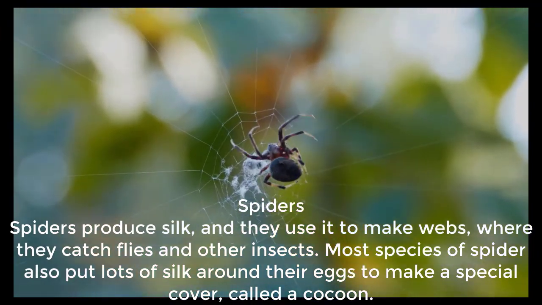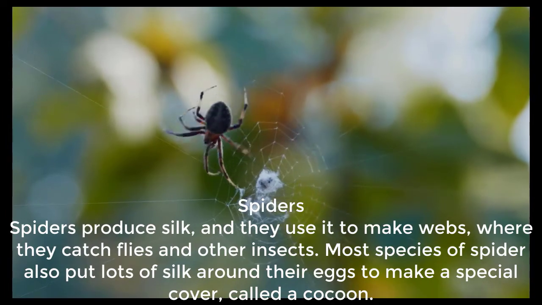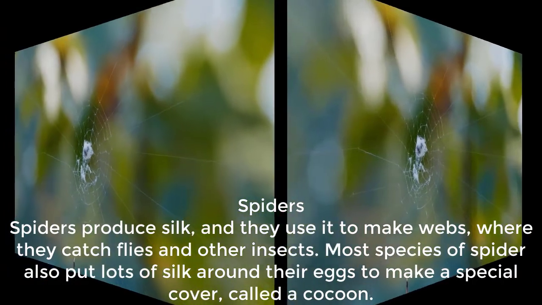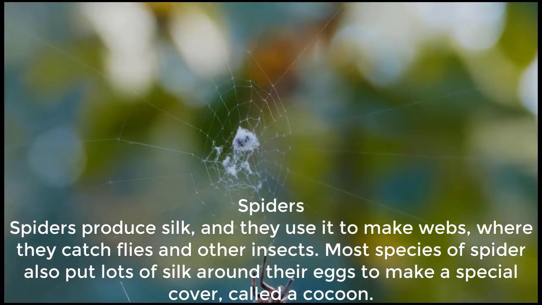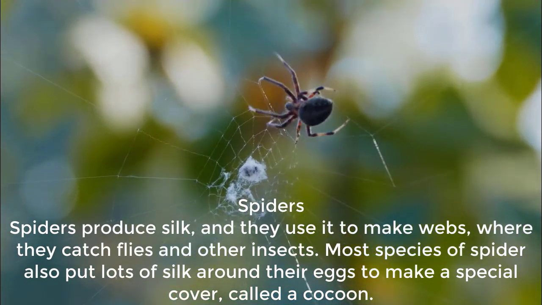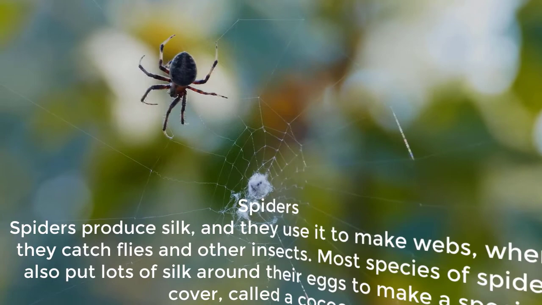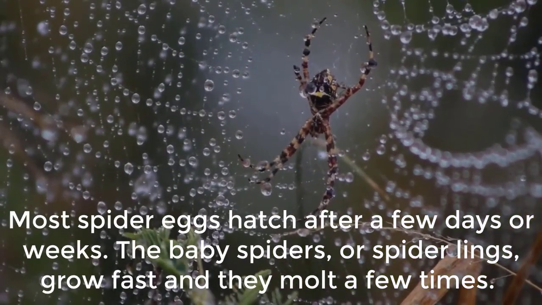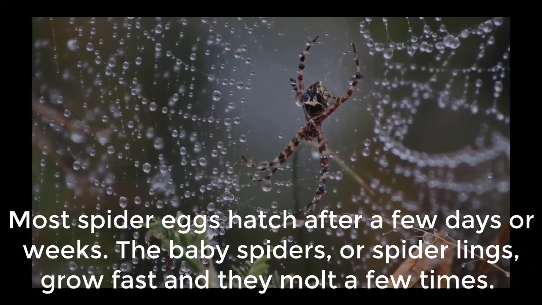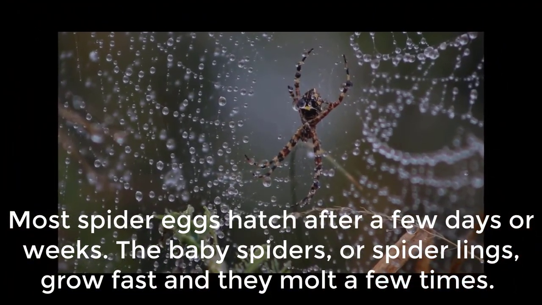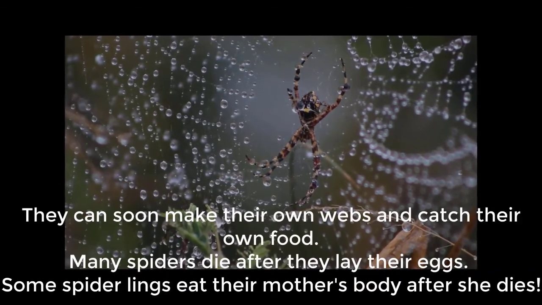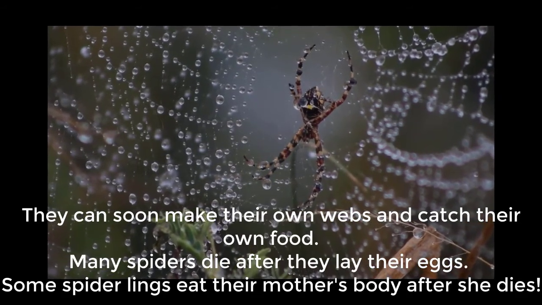Spiders. Spiders produce silk, and they use it to make webs where they catch flies and other insects. Most species of spider also put lots of silk around their eggs to make a special cover called a cocoon. Most spider eggs hatch after a few days or weeks. The baby spiders, or spiderlings, grow fast, and they molt a few times. They can soon make their own webs and catch their own food.